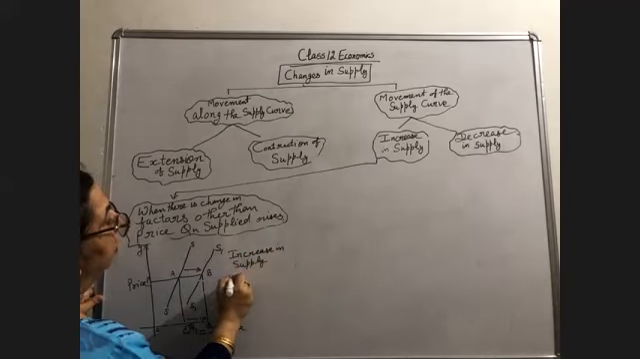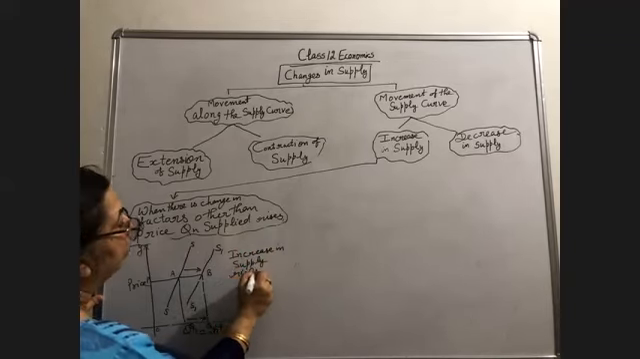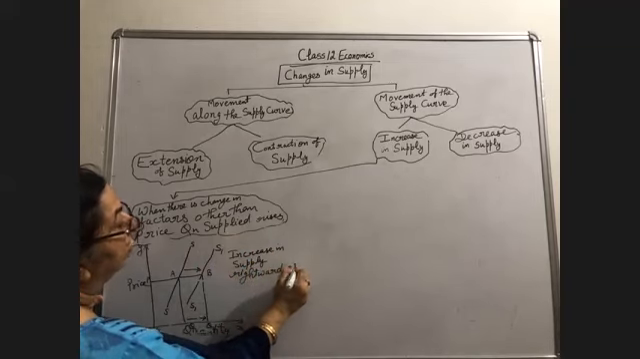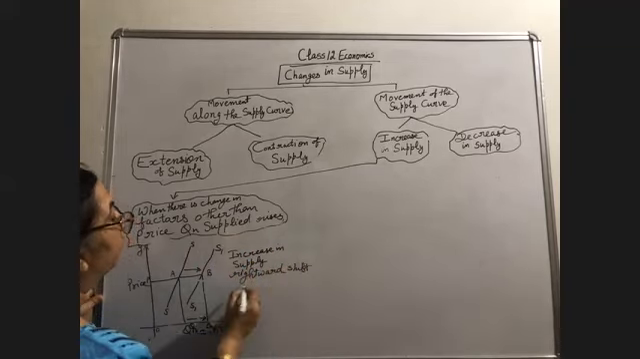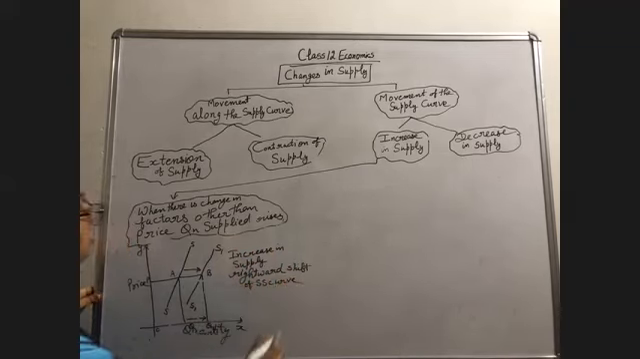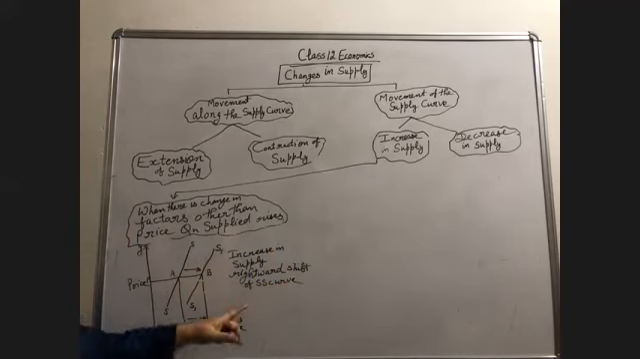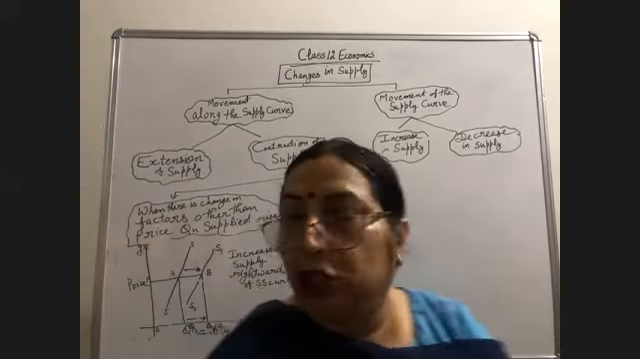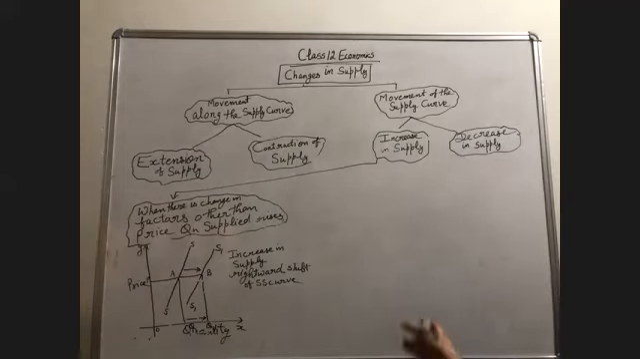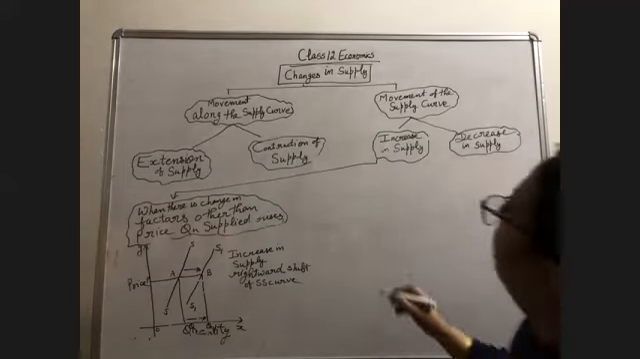What does it mean? Rightward shift. In maths also we know that going rightward is positive. Rightward shift of the supply curve. I have mentioned it within two lines. What are those? Increase in supply means rightward shift of the supply curve.